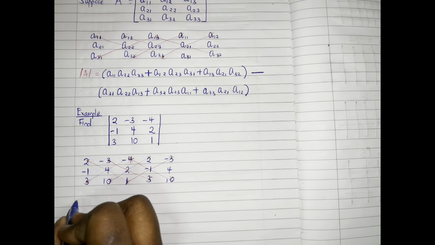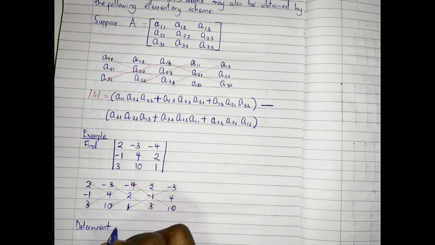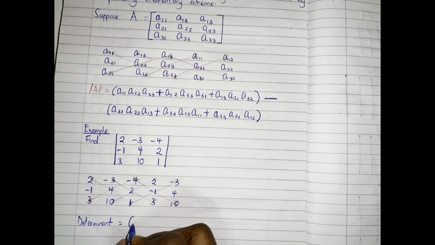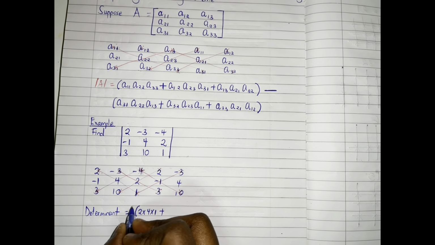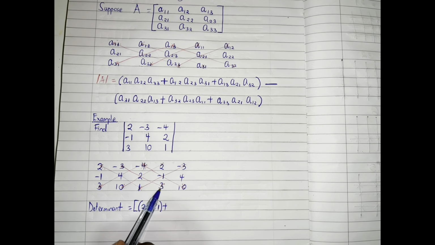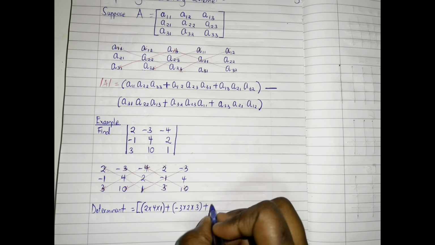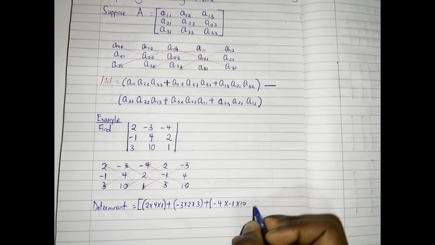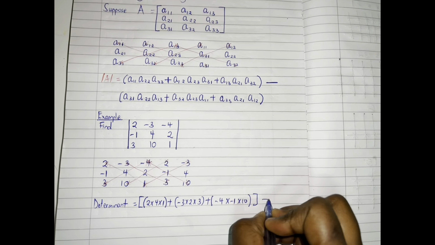So the determinant will be 2 times 4 times 1 plus, let me put the outer bracket so that I separate the values, negative 3 times 2 times 3 plus negative 4 times negative 1 times 10. So that's for the first bracket. Then move on to the next.